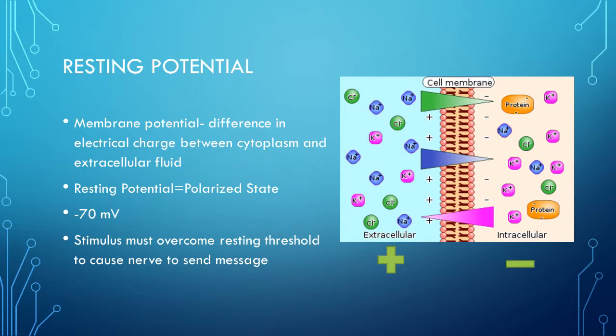Resting potential. Now that we understand what is transferring information, let's take a closer look at how the information is transmitted. Membrane potential is the difference in electrical charge between the cytoplasm and the extracellular fluid. When a neuron is at resting potential, it is polarized and has a charge of -70 mV. A stimulus must overcome a threshold and leave the resting state to send a message. Make sure to note that at a resting state, the extracellular fluid is more positive than the intracellular fluid, and we'll see why this is important later.